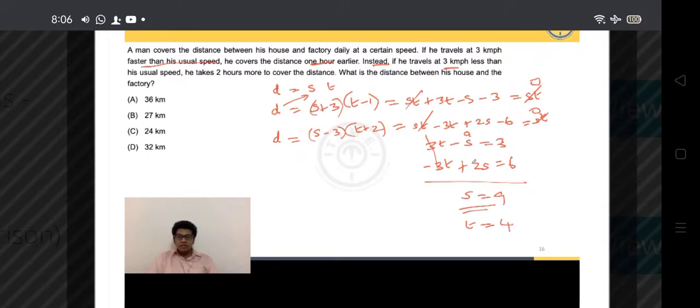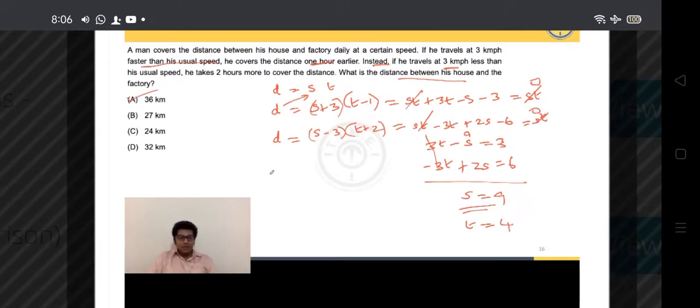So we have 3t minus s equals 3. So 12 by 3, 3t, so 12 by 3 will be 4. Hence t is 4. Hence the required answer is, what is the question here? Find the distance between his house and factory. So s into t is the answer. So 9 into 4, which will be 36 kilometers.